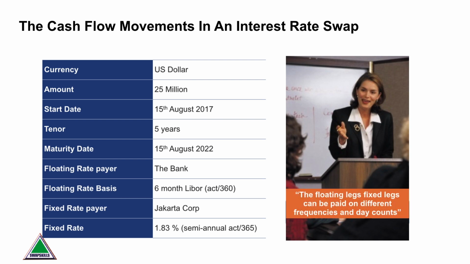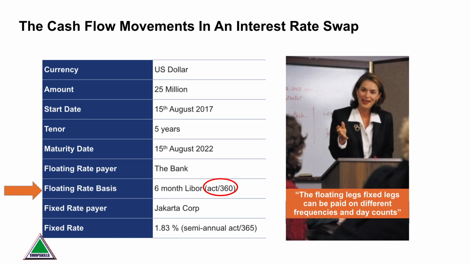Now, the frequency of the legs can be different. So the floating leg might be paid on a quarterly basis, with the interest rate being set every 3 months, while the fixed leg could be paid annually or reset once a year. It doesn't matter. Also, the two interest amounts might be calculated using different day counts.